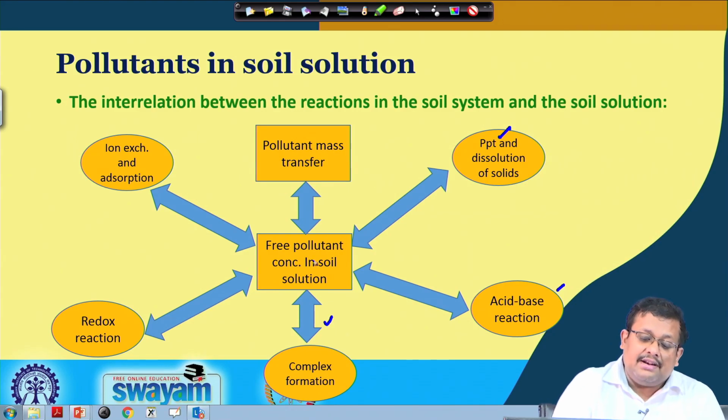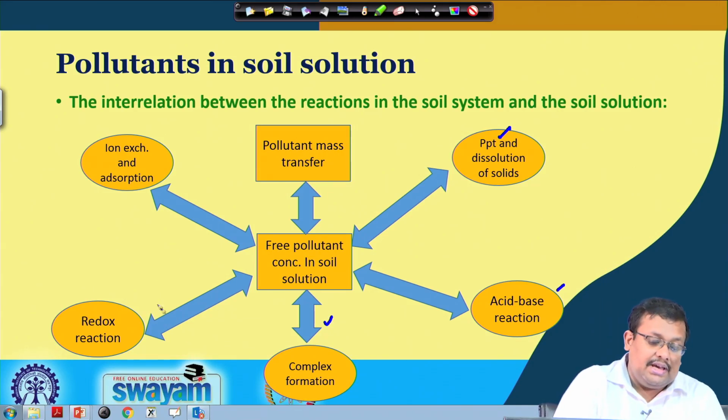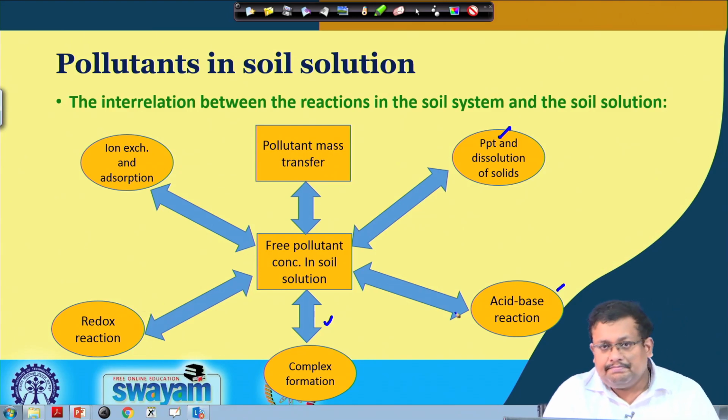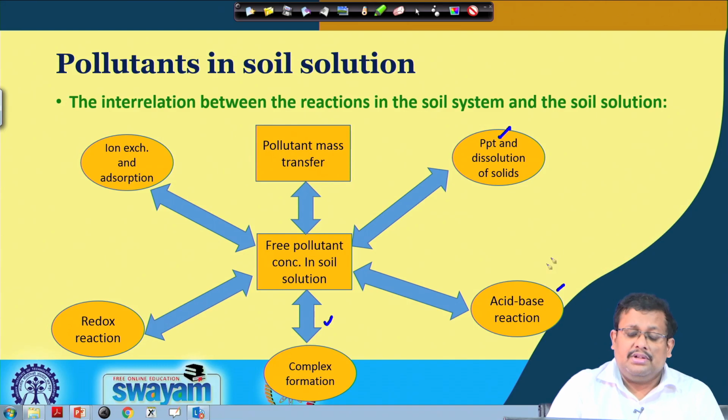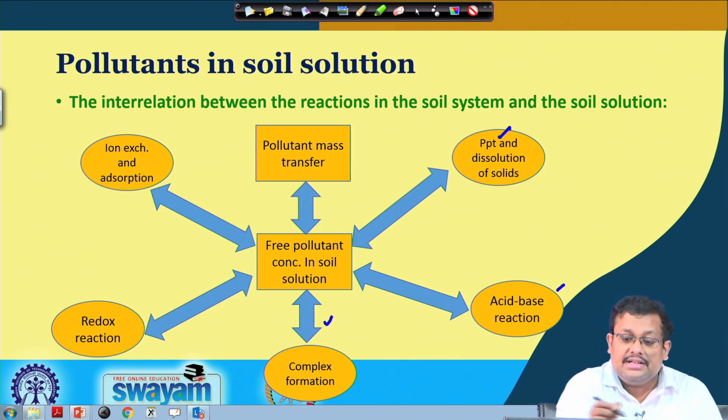Apart from that, they can go to the ion exchange and adsorption reaction, and from the adsorption, when desorption occurs, they finally go to the free pollutant concentration in soil solution again. And apart from that, these free pollutants contained in the soil solution can also impact the redox reaction and vice versa. So, this is a snapshot of interrelations between the reactions in the soil system and the soil solution. I hope this is clear to you guys.